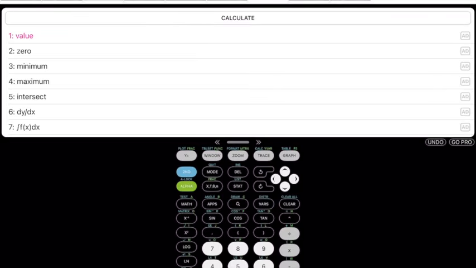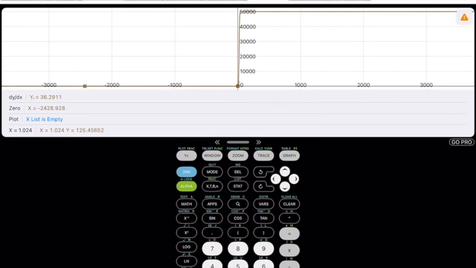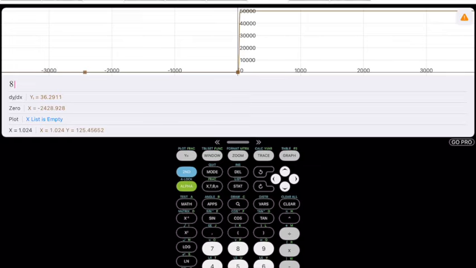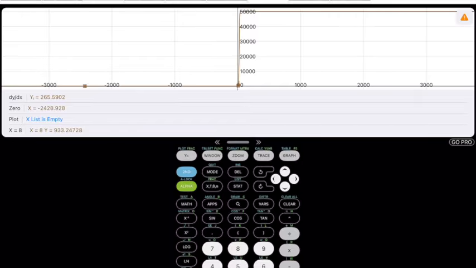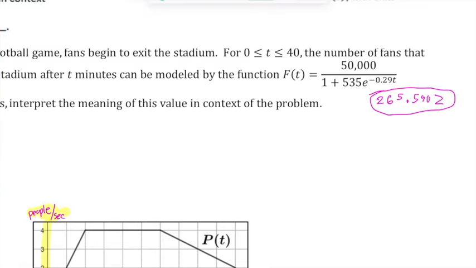Notice how number 6 is the derivative. Okay, but notice how we have the derivative. Now if you just type in 8 right here, 8, and hit enter, it takes you to the derivative. And notice it does say it right there. The dy dx of y1 is 265.5902. So there's a second way to do the problem.